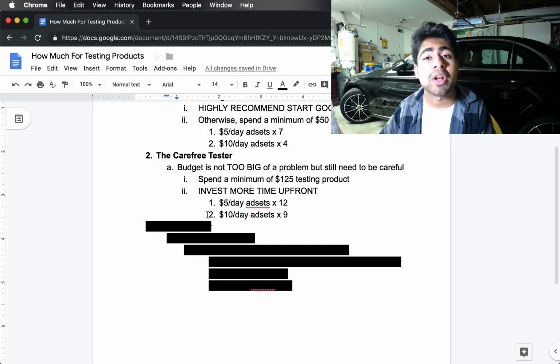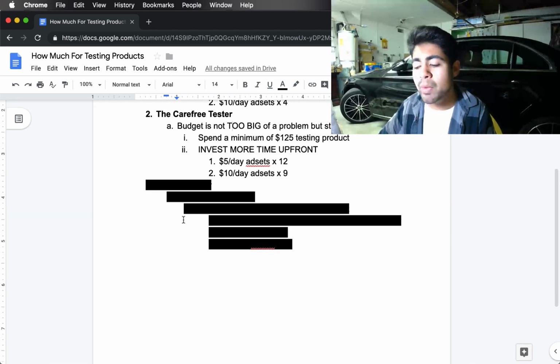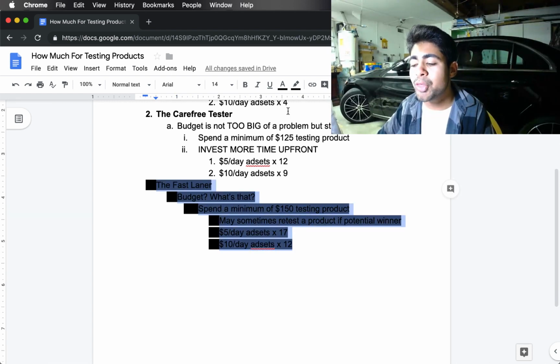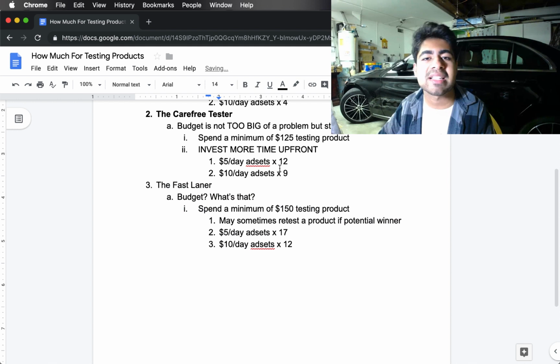But moving on to our third and the highest budget category with the most amount of freedom, the third one, which I like to call the fast laner. So fast laners often ask a question. They say, budget, what's that? I've never heard of that. And to clarify what that means, they don't actually have a budget at all.